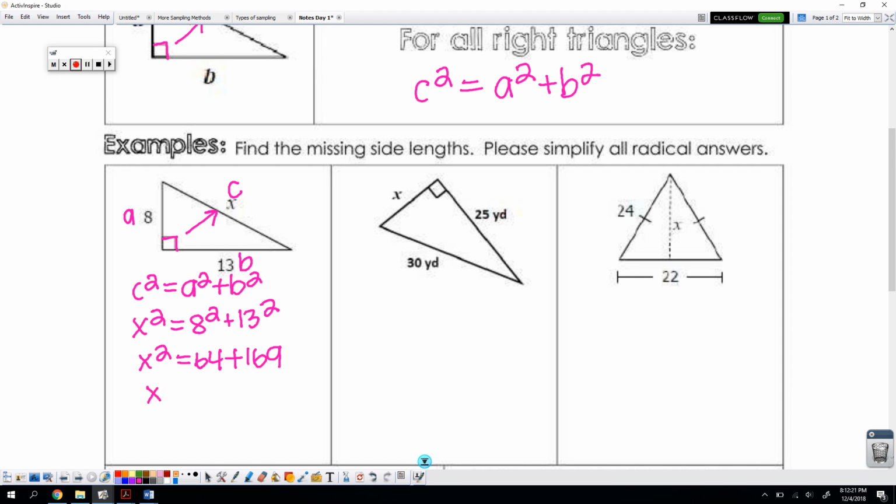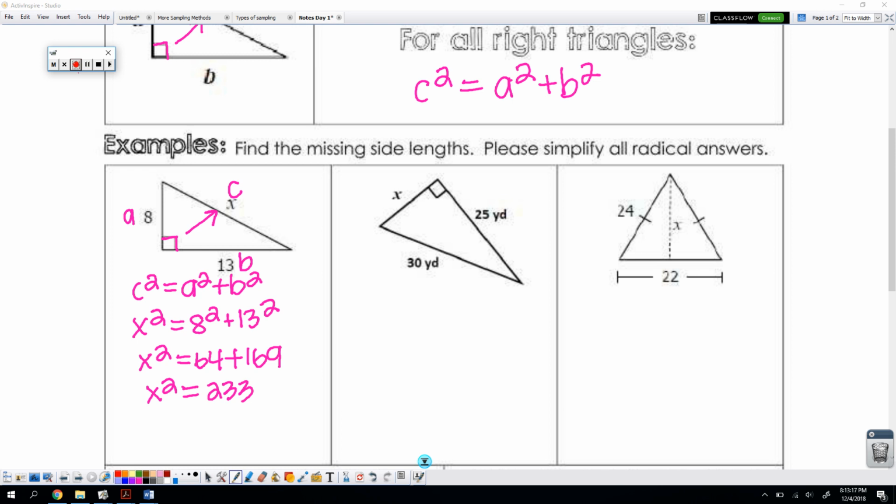All right, now we're going to go through and add those two things. So x squared equals, all right, so 64 plus 169 is 234. All right, I'm going to double check my math there. All right, in checking, I realized it was 233.